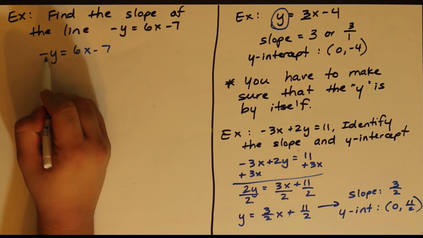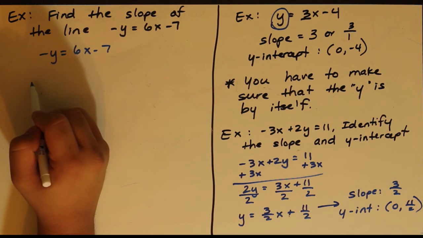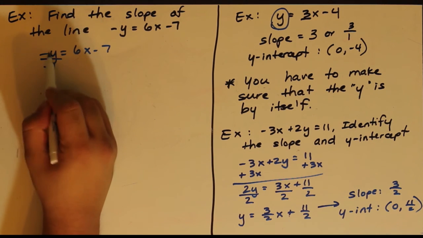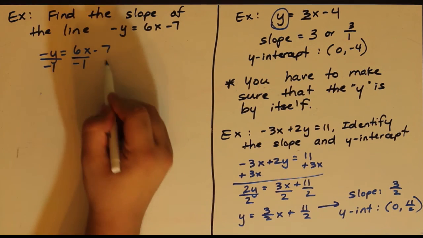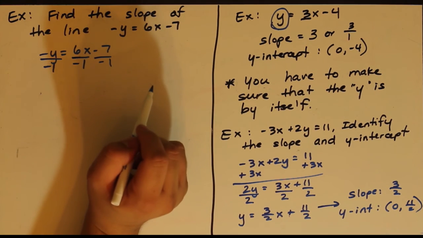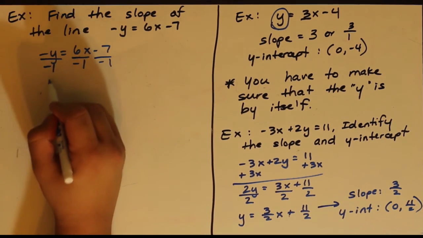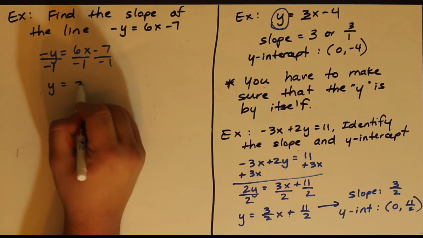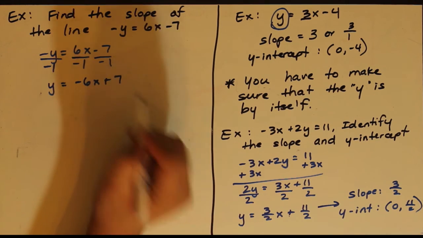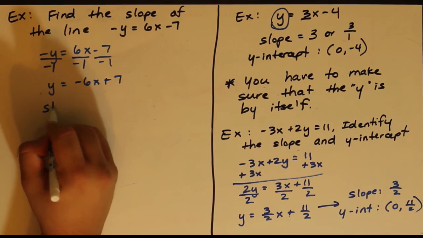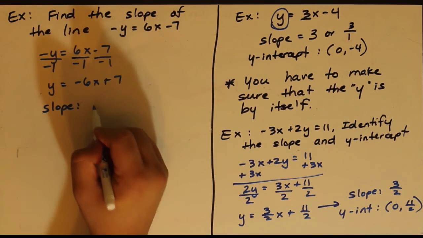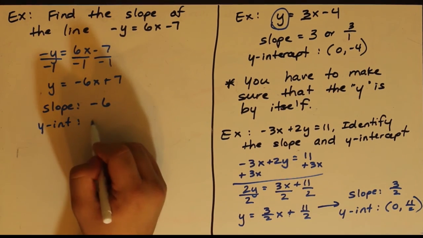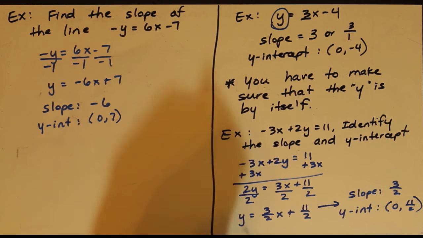Okay, so if I'm going to divide by negative 1, I'm going to divide this by negative 1, divide this by negative 1, and divide this by negative 1. All right. So then when you end up doing that, y is now equal to negative 6x plus 7, and then from here, I can just identify my slope as negative 6 and my y-intercept as 0, 7.